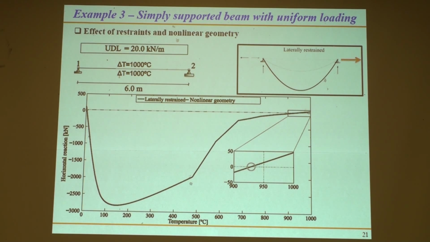But it's interesting to look at this horizontal reaction, and you see as you start increasing the temperature, you're restraining that horizontal movement. The beam wants to elongate, but it can't. So you have a negative reaction. But at a certain point, it actually changes. And there's actually a point here at the end, about 920, 930 degrees Celsius, where you actually start having a positive reaction, right? So it's that point when the structure would tend to go back also.